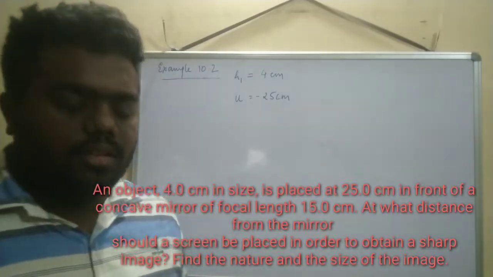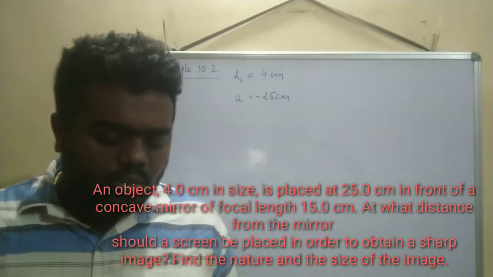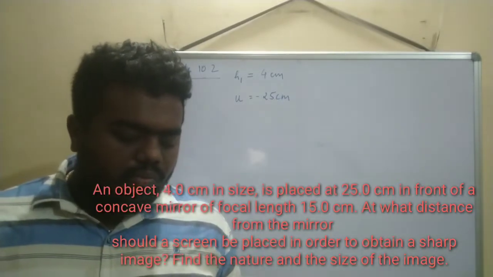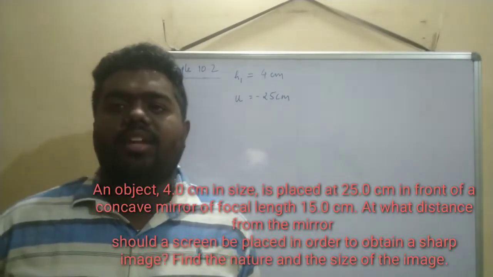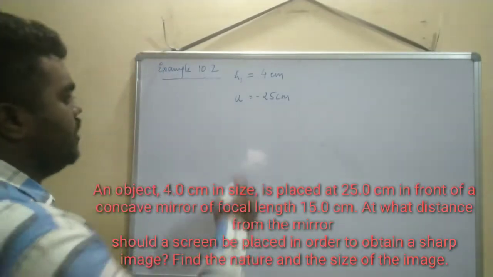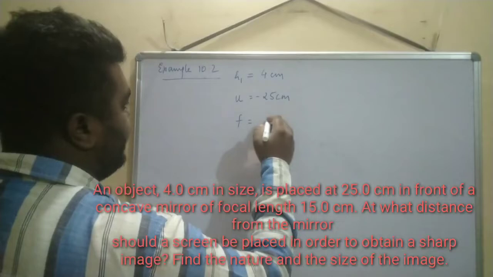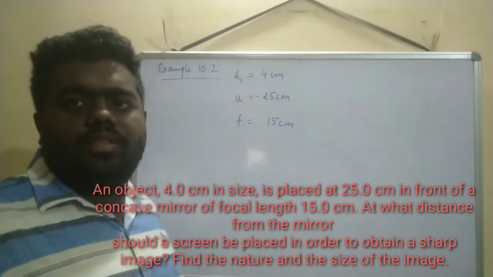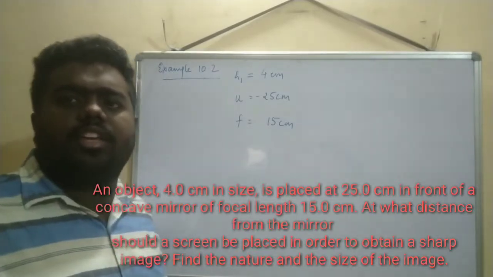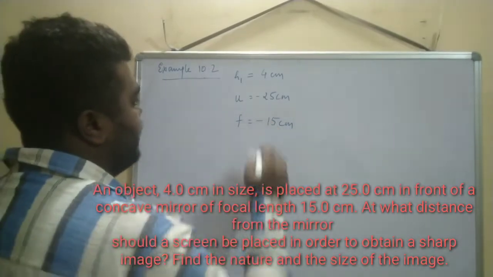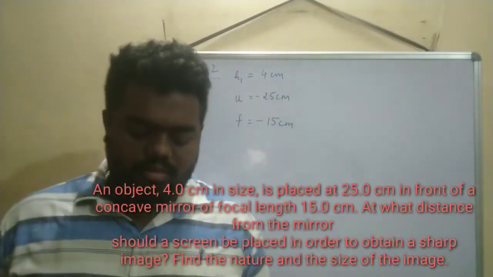Now what does the question say further? Of focal length 15 centimeter. So f is given, 15 centimeter. Now it will be positive or negative, so we will see the type of mirror. This mirror is a concave mirror. Now for a concave mirror, the focal length is negative.